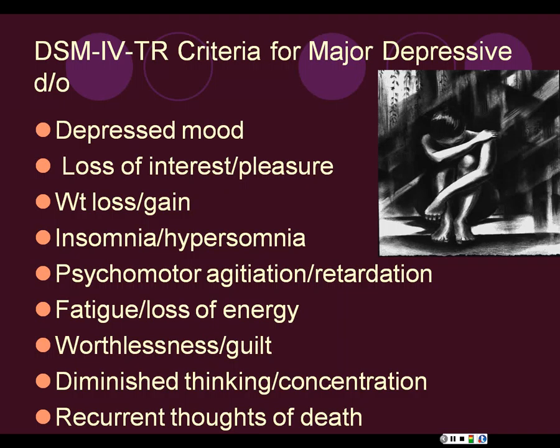So if you've got 5 of any of these 9 indicators that last for at least 2 weeks and is a significant change, it's possible that you could be diagnosed with major depressive disorder. One of the 5, however, must be either the depressed mood or the loss of interest or pleasure. You got to have one of those and then 4 others.